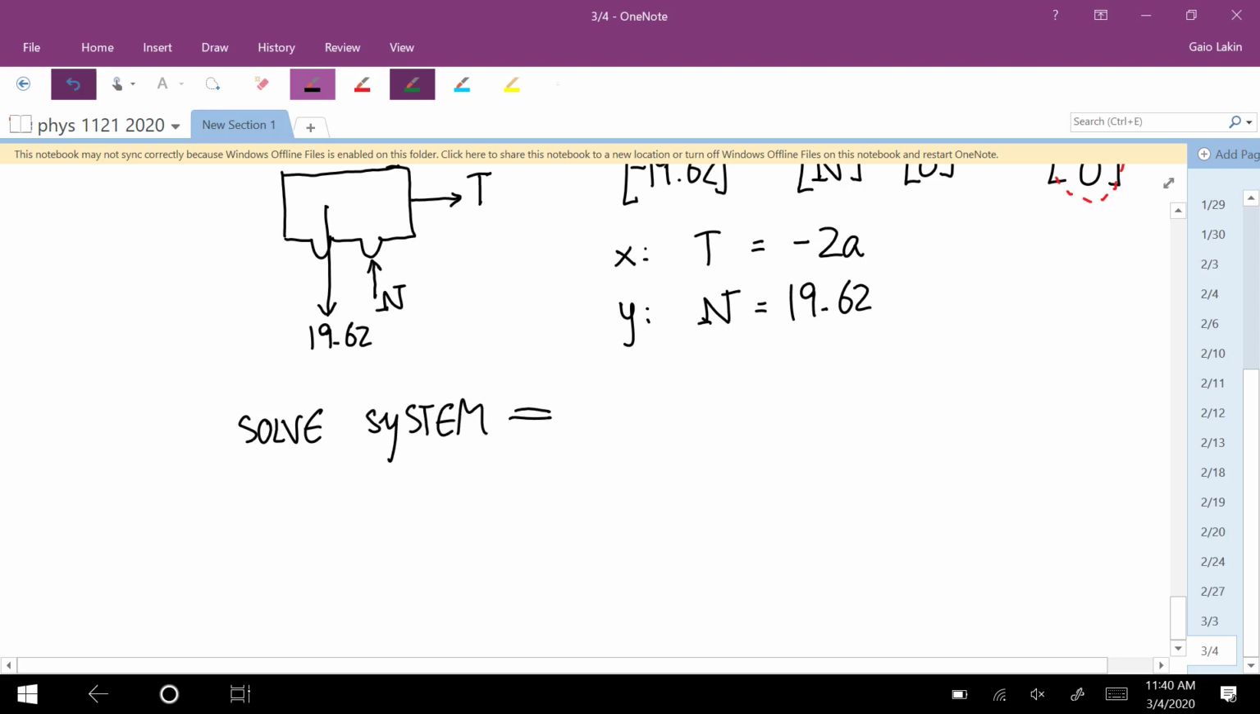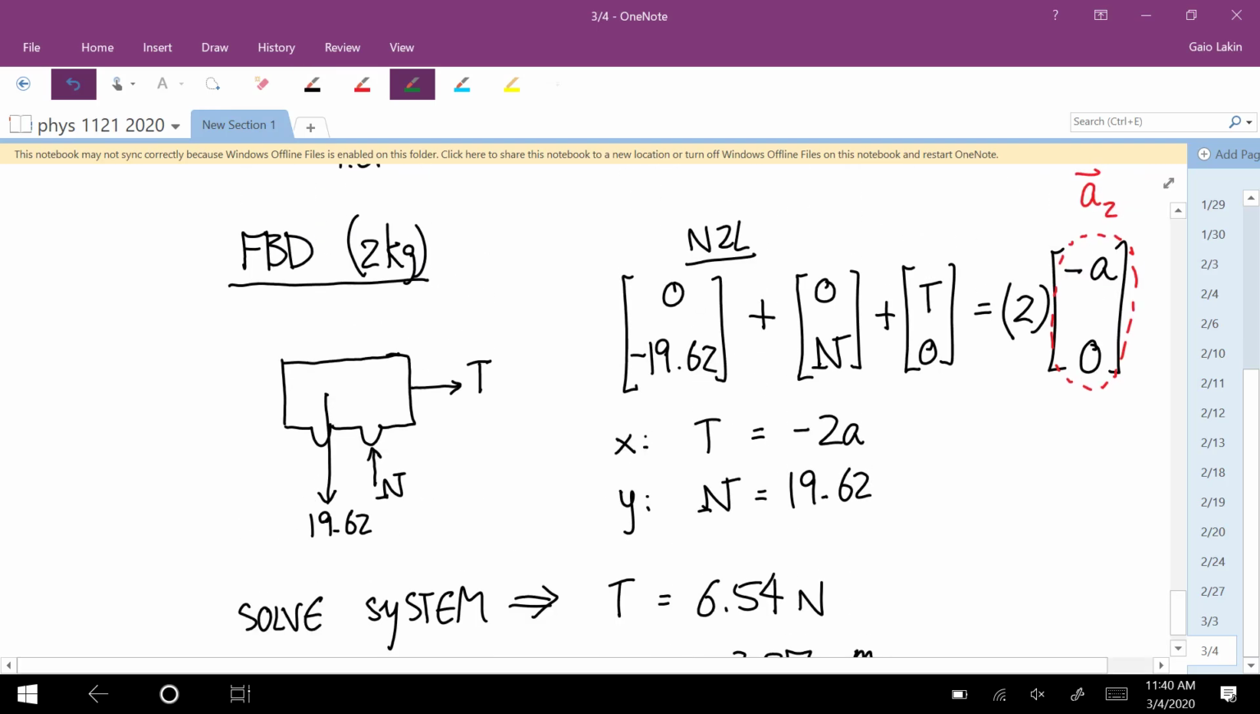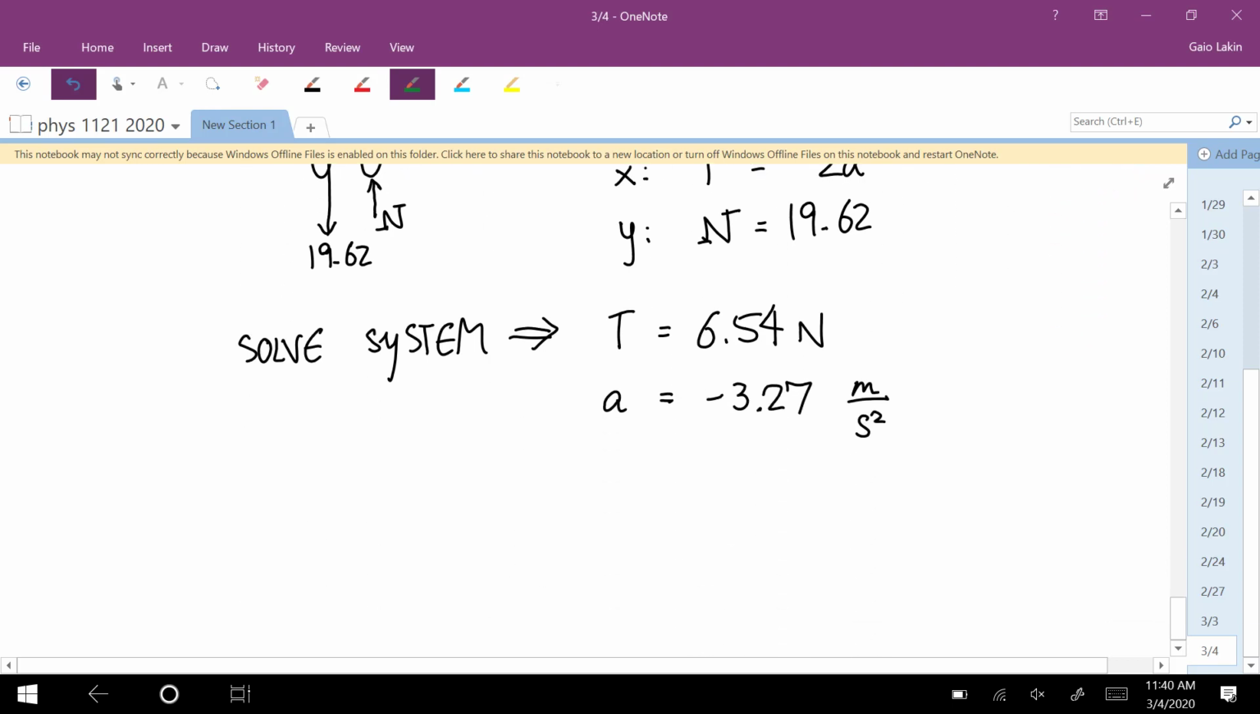T is 6.54 millimeters. Okay, that's the same as it was before. A is 3.27. A is negative 3.27. A is just the number. It's negative. So if you solve that, you get an A that's negative 3.27. It seems backwards, but now plug it into this acceleration vector.